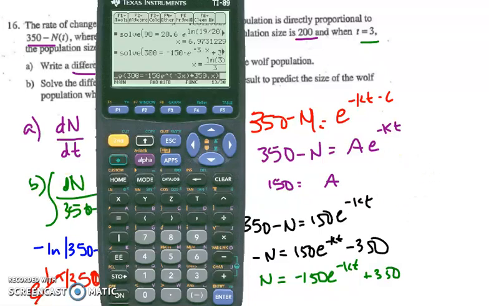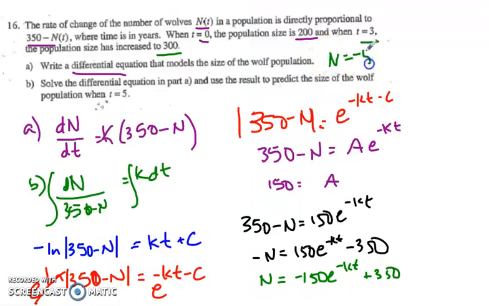So let me write down the answer that gives the actual solution to the curve. n equals negative 150 e to the negative ln of 3 over 3 times t, plus 350. So that is the solution to the diffeq.